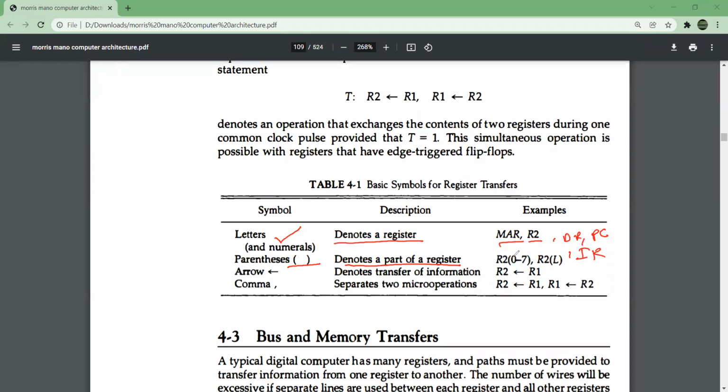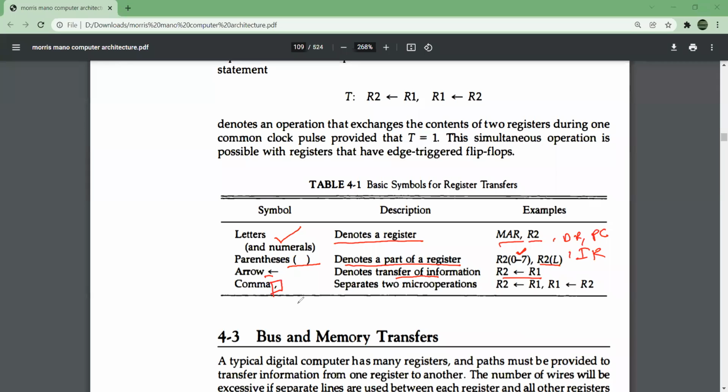यानी अगर आप सिंबल्स नंबर ऑफ बिट्स बता रहे हैं, R2, I am picking up the bits from 0 to 7 which is equivalent to R2 of L, low. What does the arrow denote? The arrow denotes the transfer of information, and here R2, then the symbol on the left side, R1, denotes that the information is being transferred from R1 to R2.